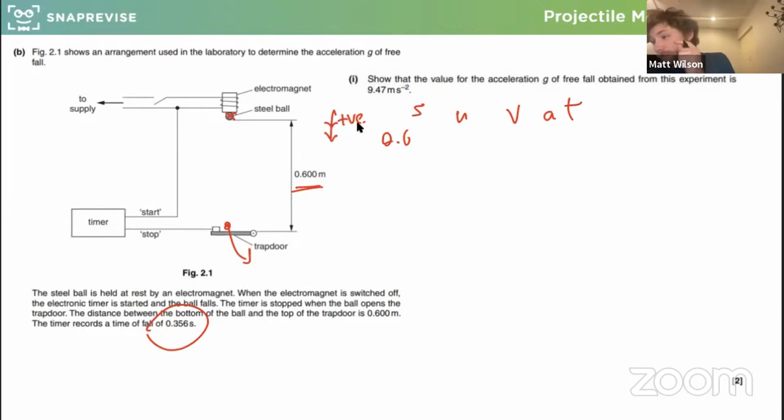This is important for when I come to declaring what the acceleration is going to be in my Suvat equations. Now, this thing is dropped from rest, so the initial velocity is 0. The final velocity is usually hard to know, and we don't know it here. The time is 0.356 seconds.